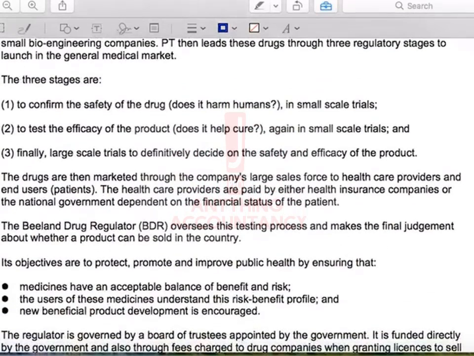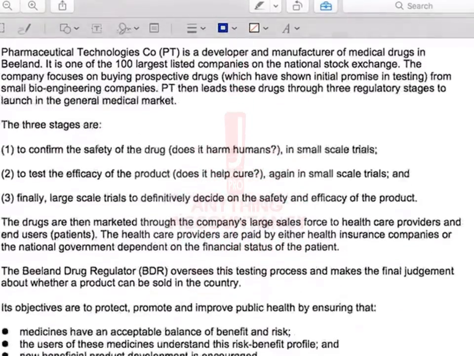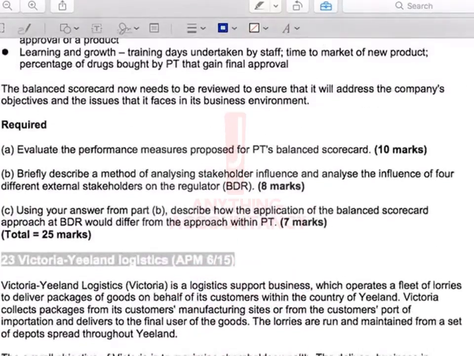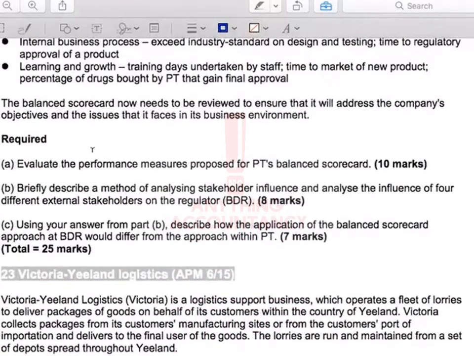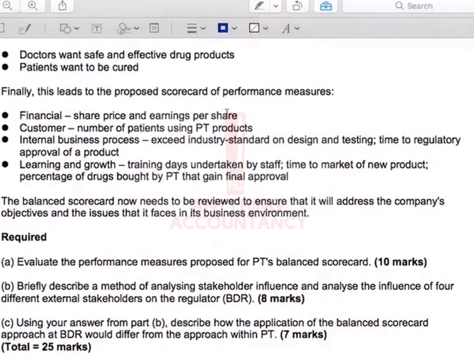If you look at this question, you will find out you have one big problem. First part of the question, evaluate the performance measures proposed by PT's Balance Scorecard. Where are the performance measures? Share price, EPS, number of patients using PT products, exceed industry standard on design and testing, that's 1. Time to regulatory product approval of a product, that's 2. Learning and growth, training days undertaken by staff, that's 1. Time to market of a new product, that's 2. And percentage of drugs bought by PT that gain final approval.